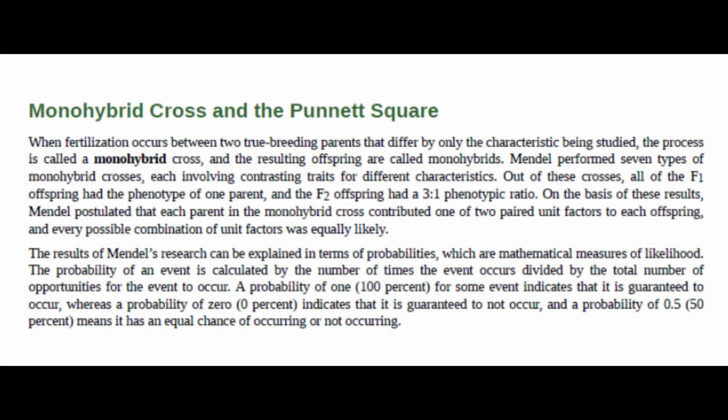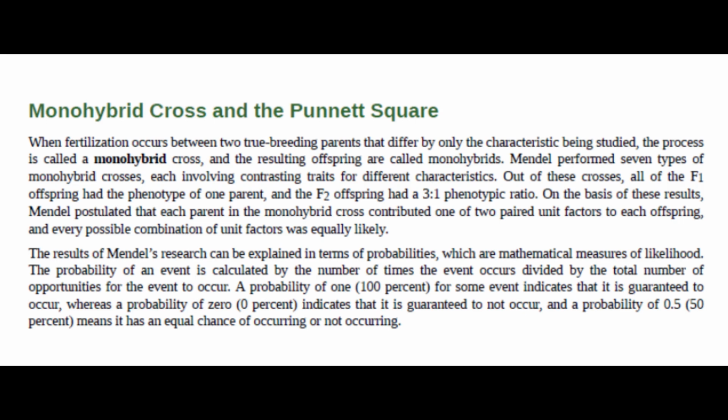Monohybrid cross and the Punnett square. When fertilization occurs between 2 true breeding parents that differ by only the characteristic being studied, the process is called a monohybrid cross, and the resulting offspring are called monohybrids. Mendel performed 7 types of monohybrid crosses, each involving contrasting traits for different characteristics. Out of these crosses, all of the F1 offspring had the phenotype of one parent, and the F2 offspring had a 3-to-1 phenotypic ratio. On the basis of these results, Mendel postulated that each parent in the monohybrid cross contributed one of 2 paired unit factors to each offspring, and every possible combination of unit factors was equally likely.